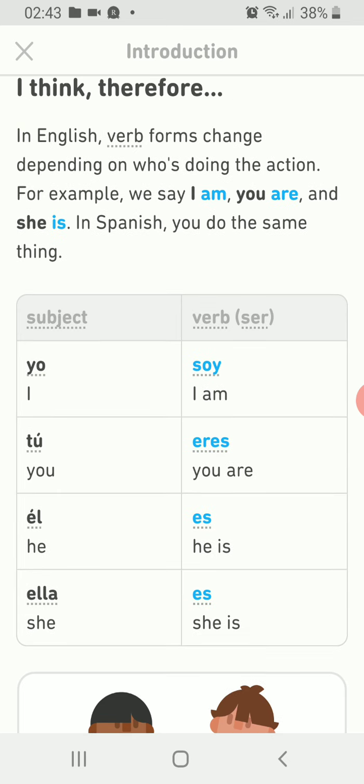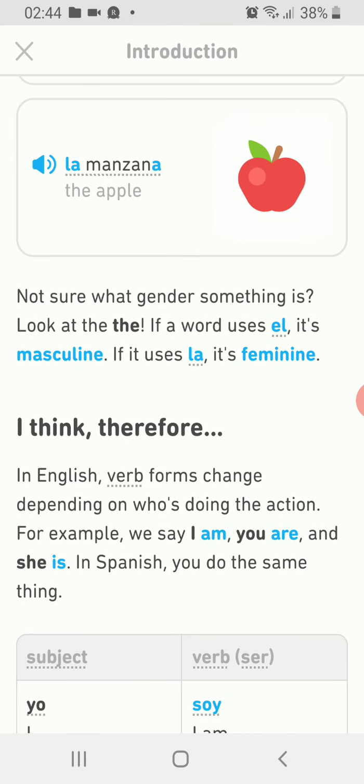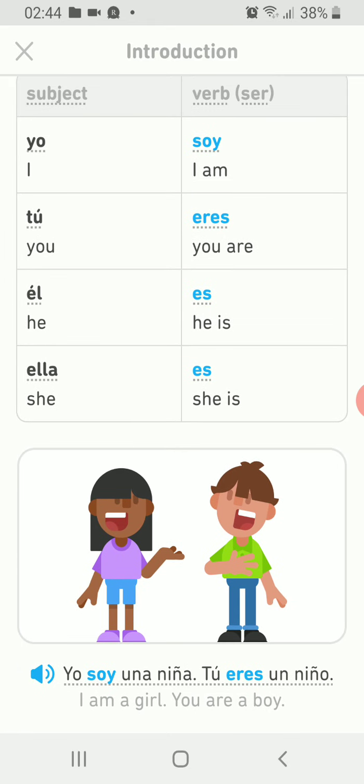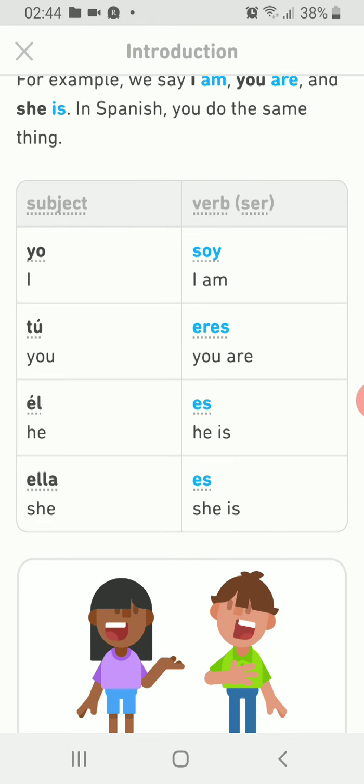El, we have seen that there is el for the definite article the, masculine form. But if there is an accent, then it's not the article which we're talking about. We're talking about the subject pronoun he. So él is he, ella is she.